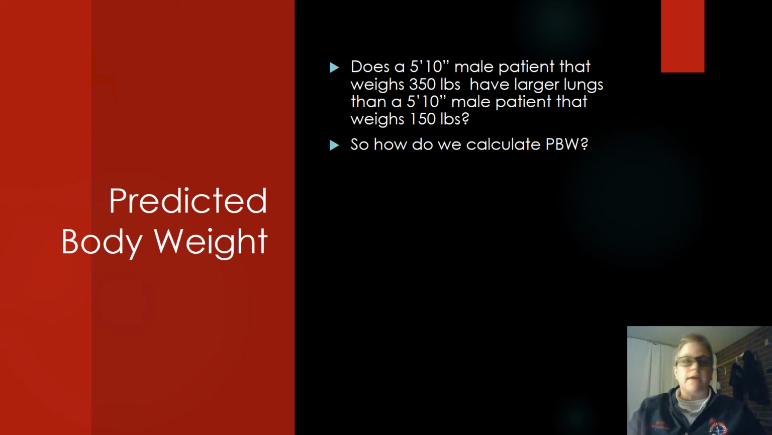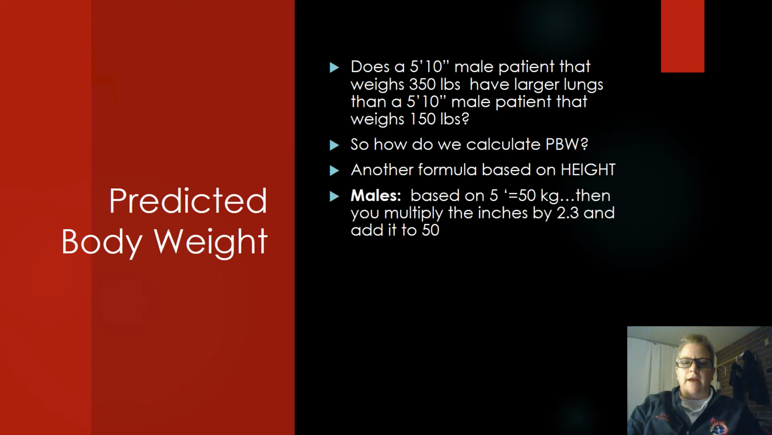Predicted body weight is based on height. Ideal body weight is based on height. It's based on how long your lungs grew to fit your little 5'10" frame or your 4'9" frame or whatever it is. It has nothing to do with the extra weight that we're carrying or how much we weigh or how little we weigh. It has everything to do with the length of our lung tissue itself. So that formula is based on height.